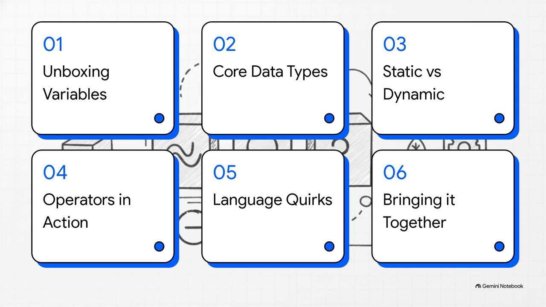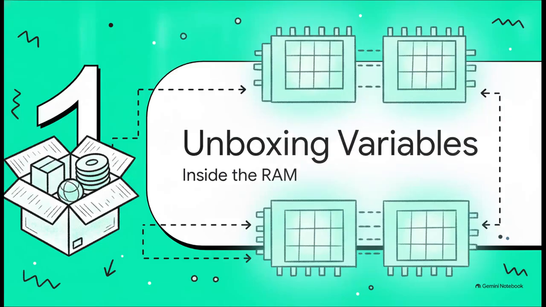Okay, let's dive into this. Here's our roadmap for today. First, unboxing variables, then the core data types, after that, static versus dynamic typing, operators in action, language quirks, and finally, bringing it together. So starting with Section 1, Unboxing Variables.